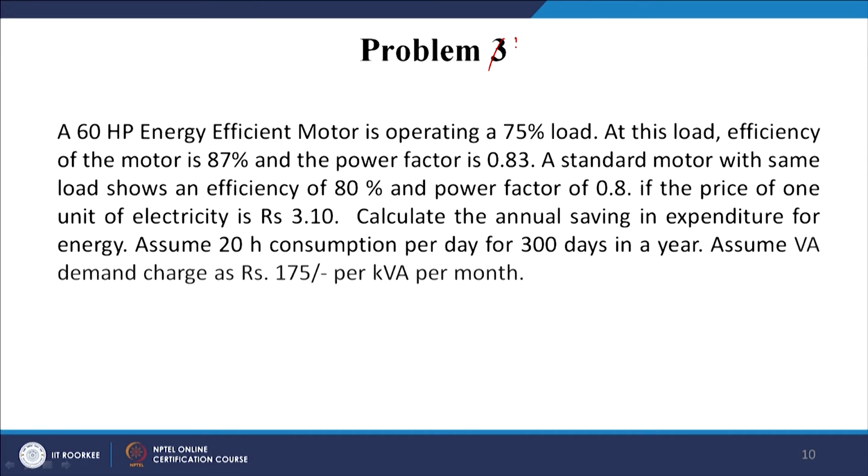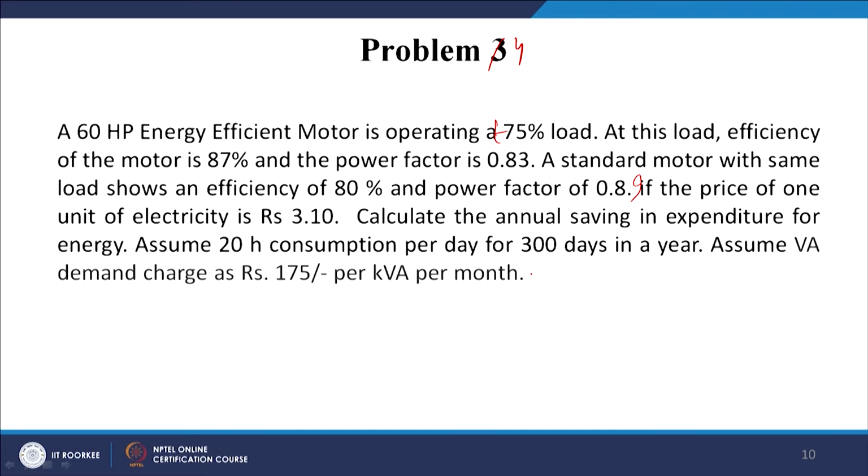Then problem 4. A 60 HP energy efficient motor is operating at 70% load. At this load, the efficiency of the motor is 87%, and the power factor is 0.83. A standard motor with the same load shows an efficiency of 80% and power factor of 0.8. If the price of 1 unit of electricity is rupees 3.10, calculate the annual saving in expenditure for energy. Assume 20-hour consumption per day for 300 days in a year. Assume kVA demand charge as rupees 175 per kVA per month.